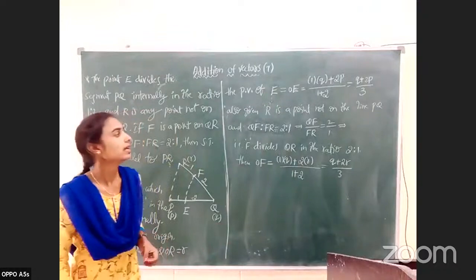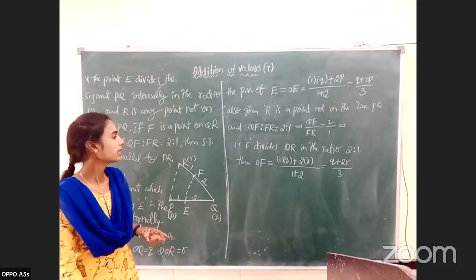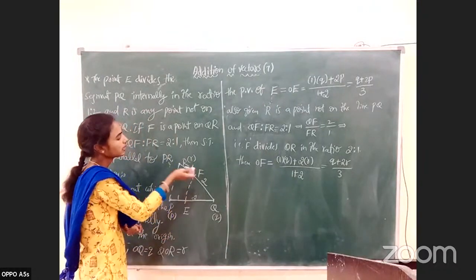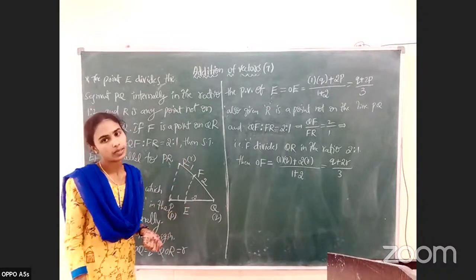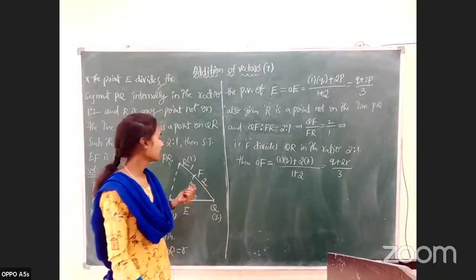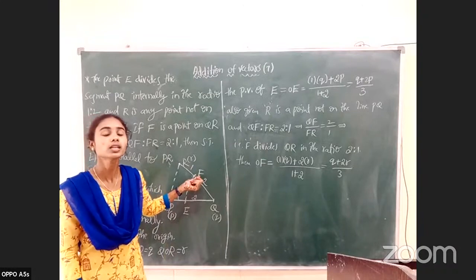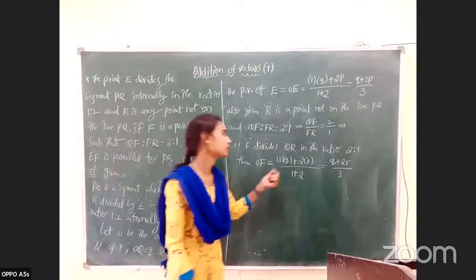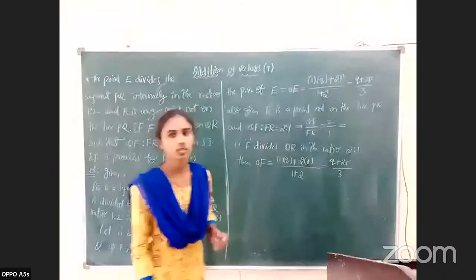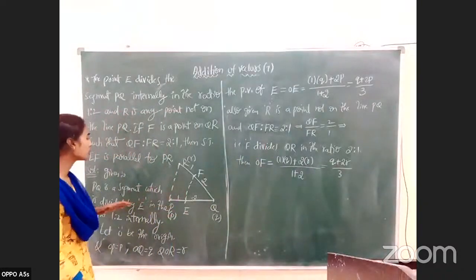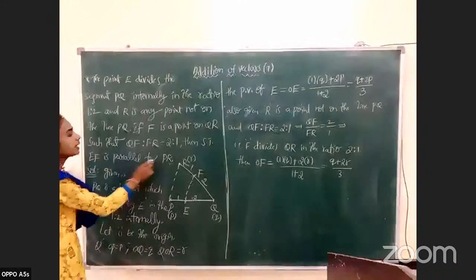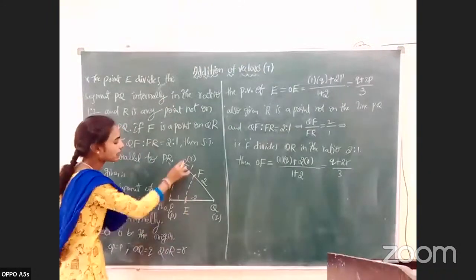QF by FR is equal to 2 by 1. So similarly here also we get F, the position vector of F, by using the section formula, which is nothing but (Q plus 2R) by 3. So now the problem is, what do we have to prove? EF is parallel to PR.